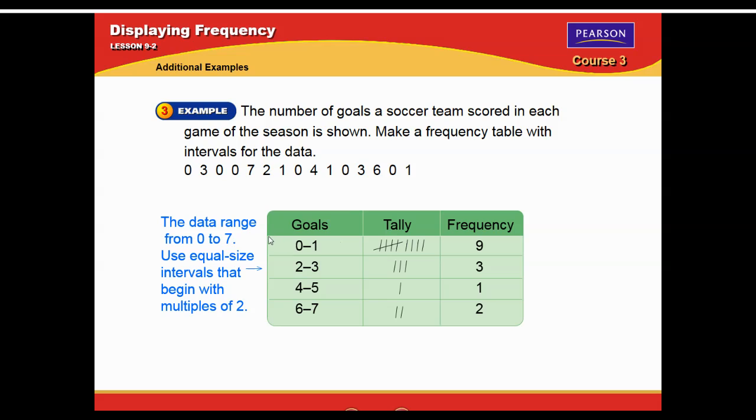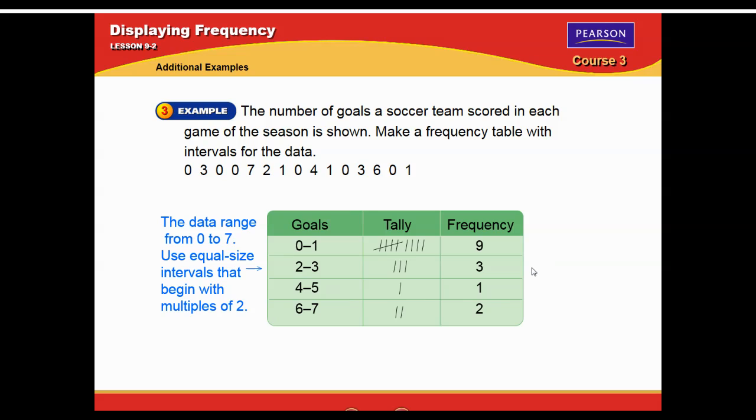But if you needed to, so they said 0. All right, 1, 2, 3, there's a 1, 4, 5, 6, 7, 8, 9. 9 games they scored 0 or 1 goal. So that frequency was 9. How many games did they score 2 or 3 goals? So 1, 2, 3. 3 games they scored 2 or 3 goals. And then 1 game 4 and 5, and 2 games 6 and 7. And that's a frequency table.